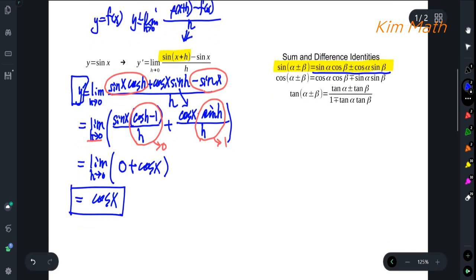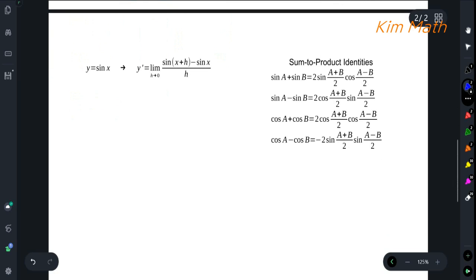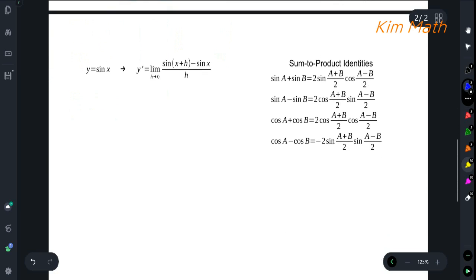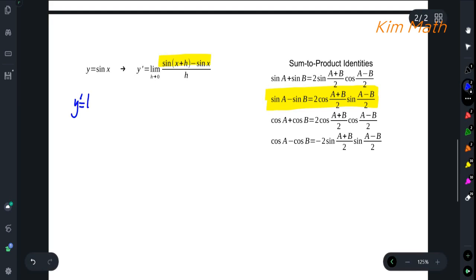Good? Okay, we will discuss exactly the same result with a different formula. In here, think of these two things as a group, sine minus another sine. So I will use the sum to product identity. Okay, now y prime equals the limit as h approaches 0. Please compare these two things.